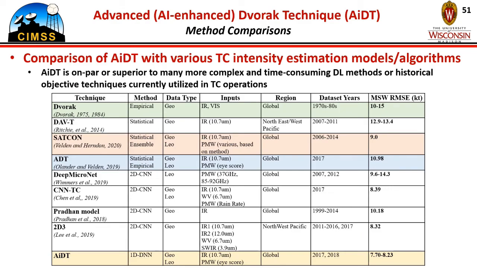Finally, this graph shows a comparison of the AIDT errors to other machine learning and statistical methods available right now. You can see the AIDT errors are very competitive to, or in many cases better than, some of the cutting edge techniques being developed now. While these are not homogeneous comparisons, they represent a good comparison of performance among the different techniques.